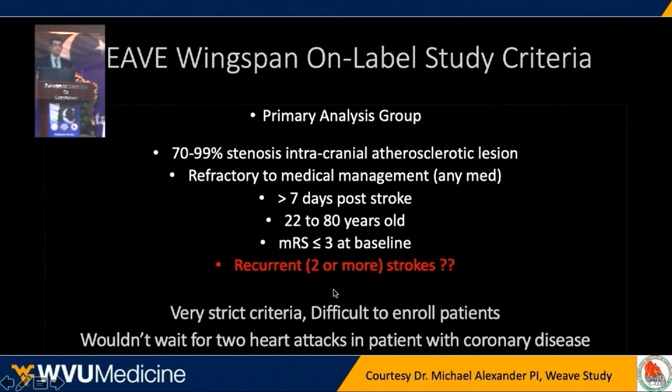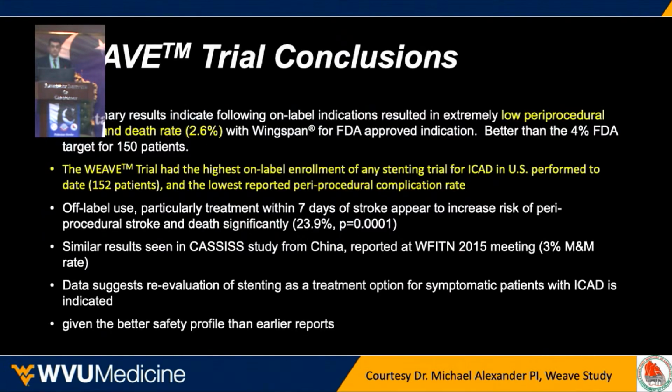Recurrent 2 or more strokes, still after 2 or more strokes, the baseline mRS should be less than 3. And it is very strict criteria, difficult to enroll patients. The audience here, you would not wait for a patient to have a first MI, a second MI, and then treat the patient. And the patient still has to be alive after suffering 2 heart attacks. So the trial concluded, basically, there was a low peri-procedural rate of 2.6%.